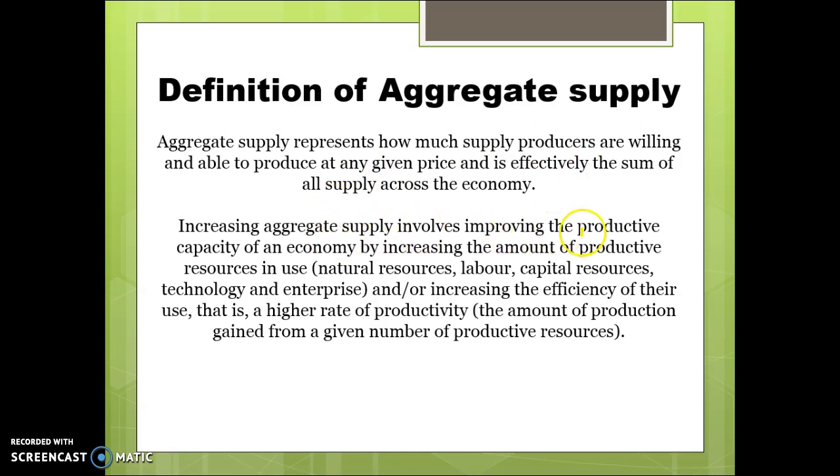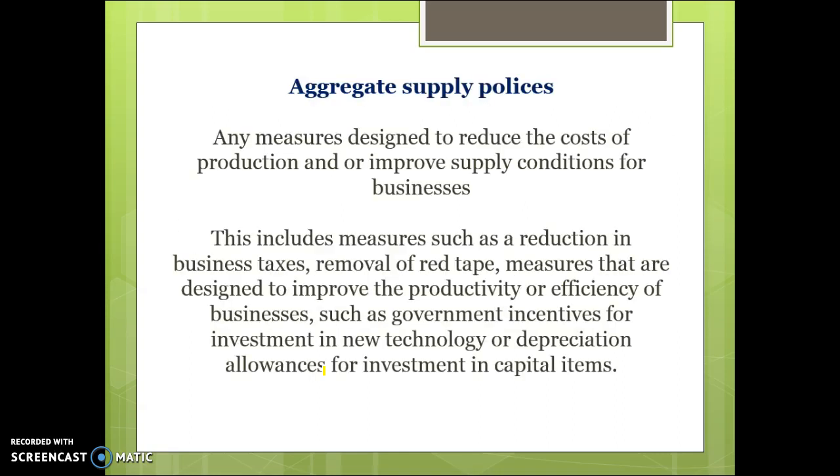Increasing aggregate supply involves improving the productive capacity of an economy by increasing the amount of resources, or increasing the quantity of land, labour or capital resources, or improving the efficiency with which we use these resources. So boosting our productivity so that we get more production from a given level of input. Again, this comes down to increasing the quantity or quality of our productive resources.